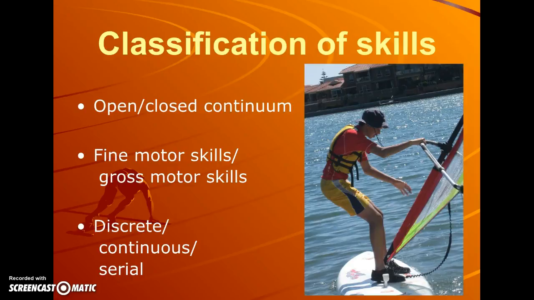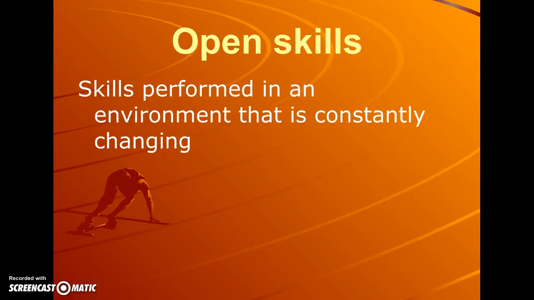So we can look at skills from a number of different perspectives, or we can classify skills a number of different ways. The open and closed continuum is the first, fine motor skills or gross motor skills, and discrete, continuous or serial skills. An open skill is one which is performed with a number of different variables, or in an environment which is constantly changing.